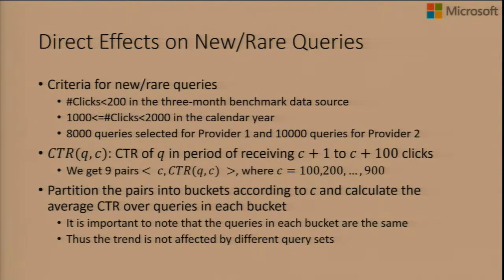And similarly, we partition the queries into buckets according to the historical clicks, and calculate the average CTR of the queries in each bucket. We should pay attention that by applying this kind of selection, we can ensure that in each bucket the queries are the same. So we can avoid the difficulty between queries. So the trend or the pattern we observed is not affected by the different query sets.